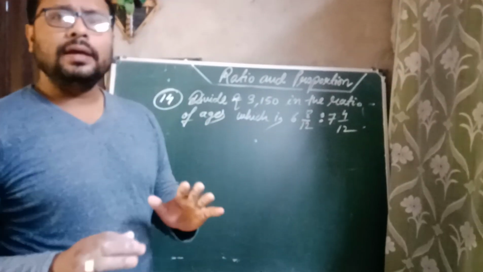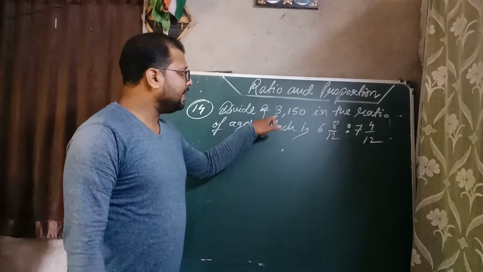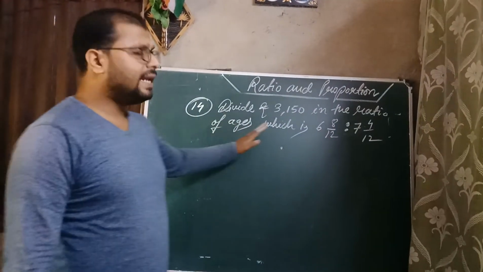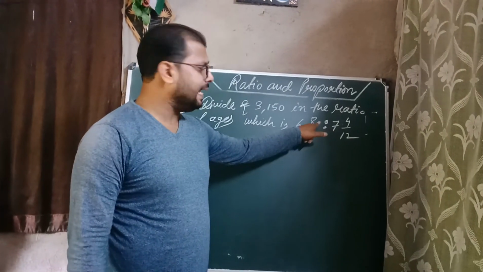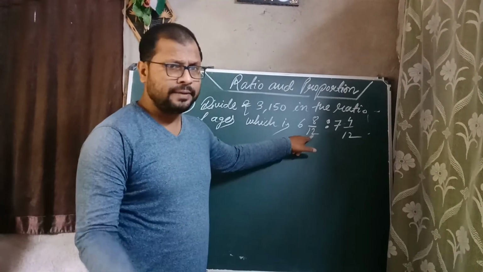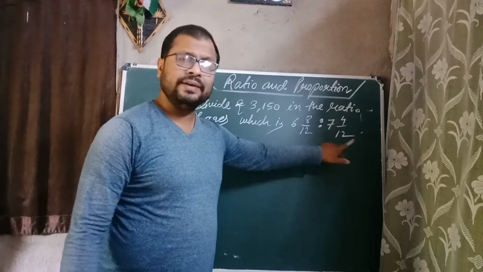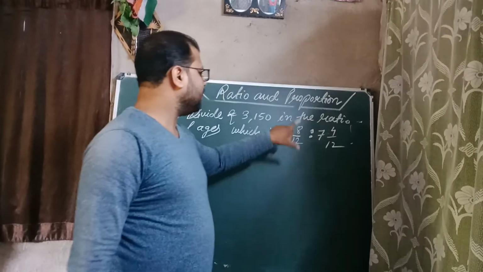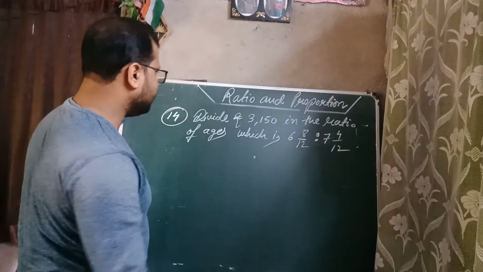3150 in the ratio of their ages. Age is given 6 years 8 months. So I have written 8 by 12 so that it will be in year only. And 7 years 4 months. So 4 months 4 by 12 I have done so that it will be in years. So this is the ratio, and we have to divide this money in this ratio only of their ages. Let's do it.